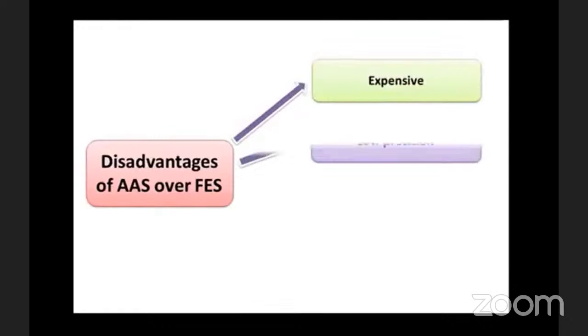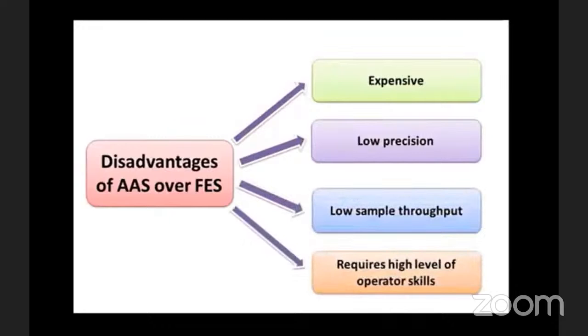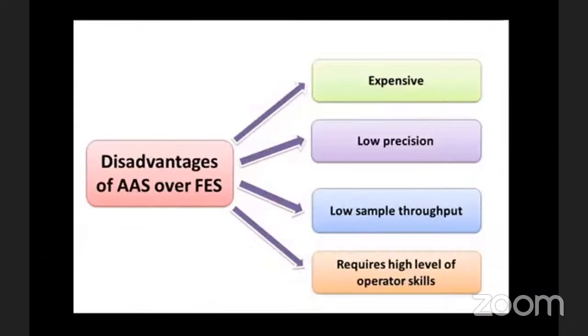But there are certain disadvantages also over flame emission spectrophotometer. Usually, AAS is very much expensive, which has low precision, low sample throughput, and it requires a high level of operation skills. These are the important disadvantages of atomic absorption spectroscopy, as it is more expensive, has low precision, low sample throughput, and requires a skilled operator in comparison to flame emission spectroscopy.